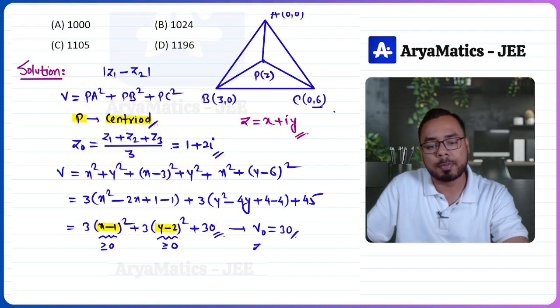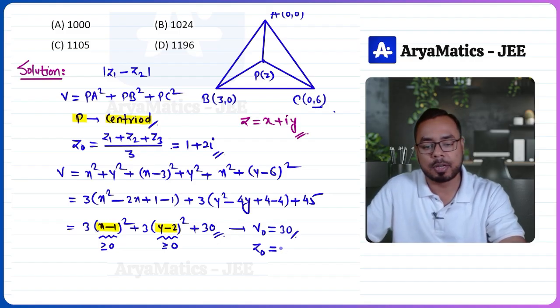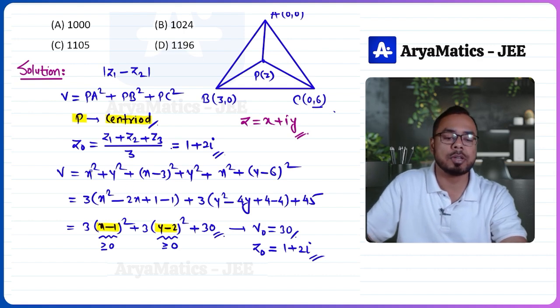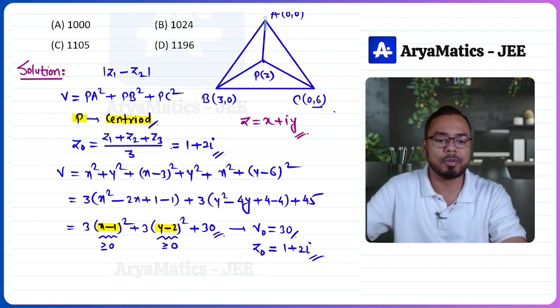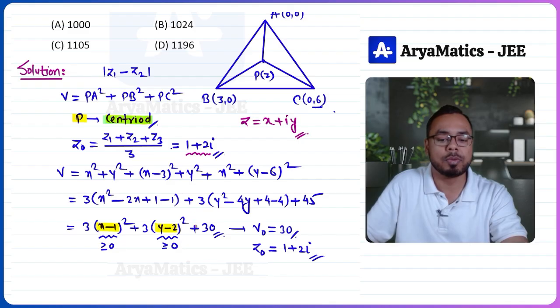And the point where this will become minimum is, if I make x minus 1 zero, then x will be 1 and y will be 2. So that means Z naught is nothing but 1 plus 2 iota. So using this approach also, you can get the value of Z naught. But if you are familiar with the result that the point is the centroid of the triangle, then directly you can see that Z naught will be 1 plus 2 iota.